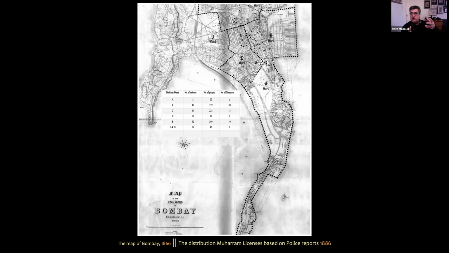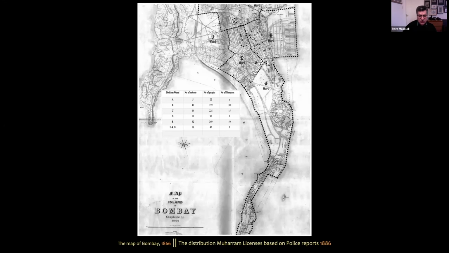So the tabut is obviously a coffin. That's a symbolic coffin that people carry during Muharram, and the panja is the pole, which is often associated with the alam or the flag. So what is interesting here, I divided all of this based on the police reports that I collected, which show the number of licenses that they issued for each part of the city.